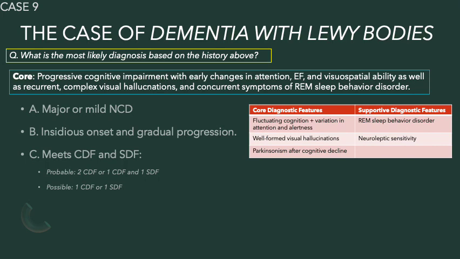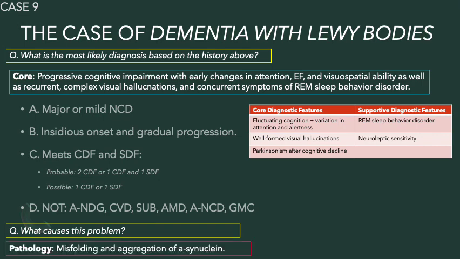Core diagnostic features include fluctuating cognition and variation in attention and alertness, well-formed visual hallucinations, and Parkinsonism after cognitive decline. Supportive diagnostic features are REM sleep behavior disorder and neuroleptic sensitivity. This condition is not due to another neurodegenerative disorder, cerebrovascular disease, substance, another mental disorder, another neurocognitive disorder, or general medical condition.